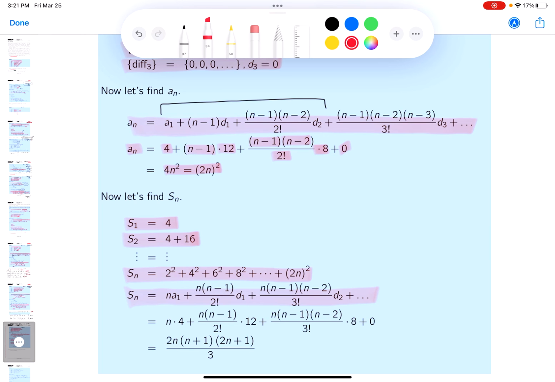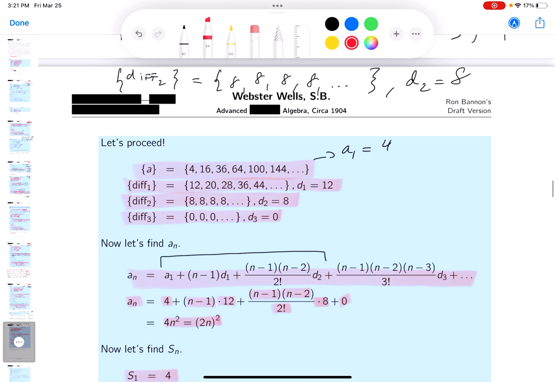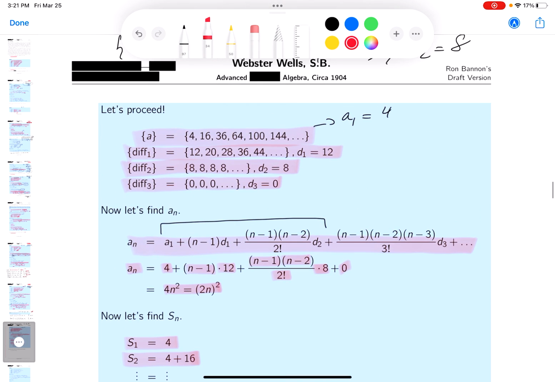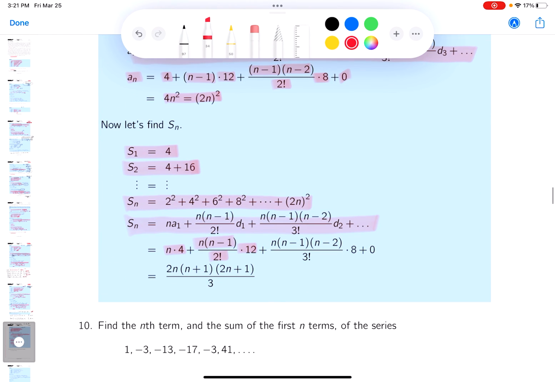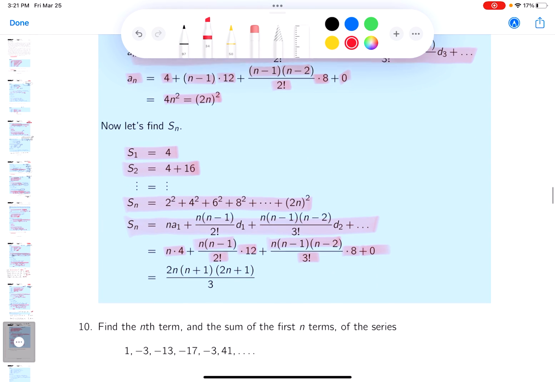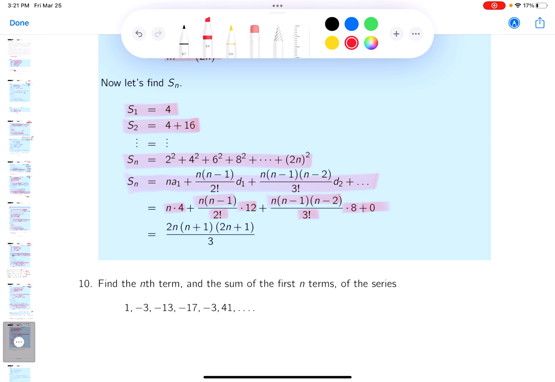So I don't need to go beyond D2. So what's it going to be? n times A1, which is 4. Plus n choose 2, n times n minus 1 over 2 factorial, times 12. Plus n times n minus 1 times n minus 2 over 3 factorial, times 8. And everything thereafter is going to be 0. And again, my expectation, if you simplify this, you should be staring at the sum formula. Let me repeat this, though.